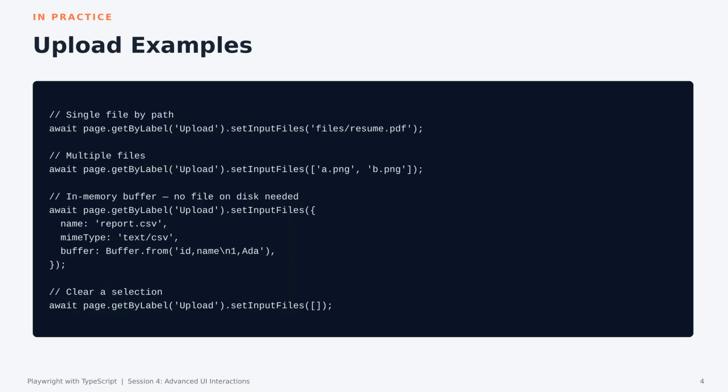Let's look at the full range of ways you can call this: single file, by path, setInputFiles, files/resume.pdf, multiple files, pass an array of paths instead. And here's a neat one: an in-memory buffer, with no file needing to exist on disk at all. You pass an object with a name, a MIME type, and a buffer built directly from a string. So you could generate a fake CSV file on the fly entirely inside your test code. And to clear a selection entirely, just pass an empty array.